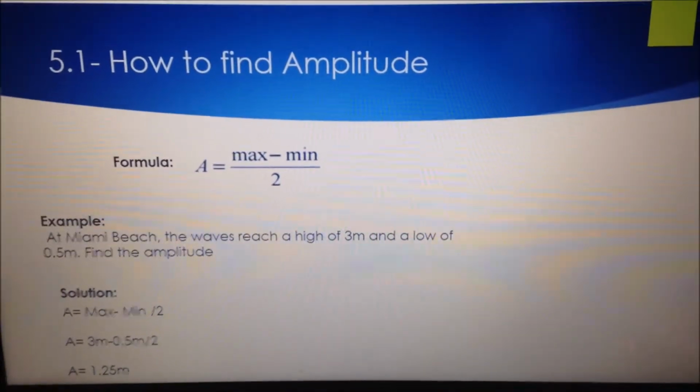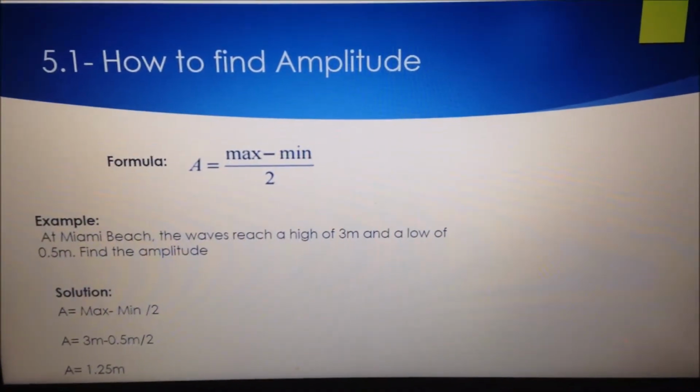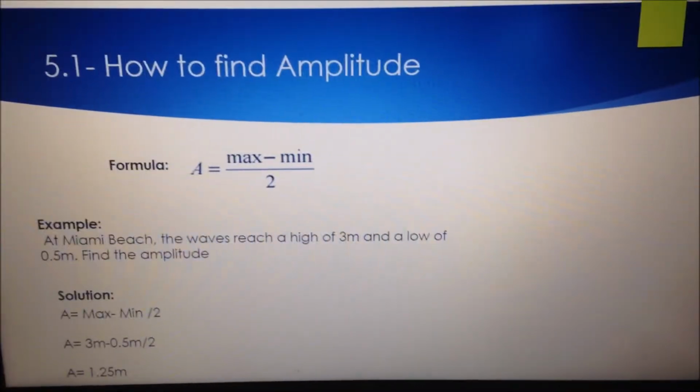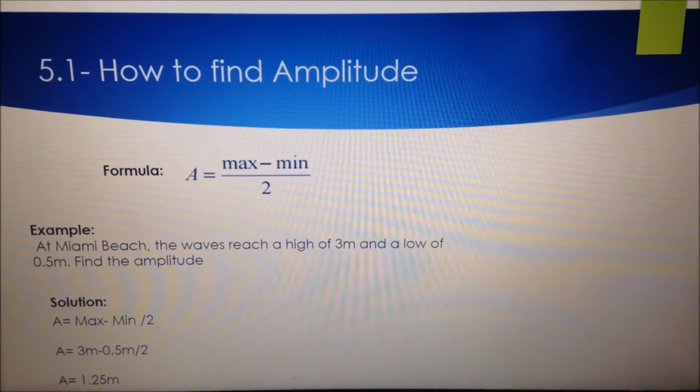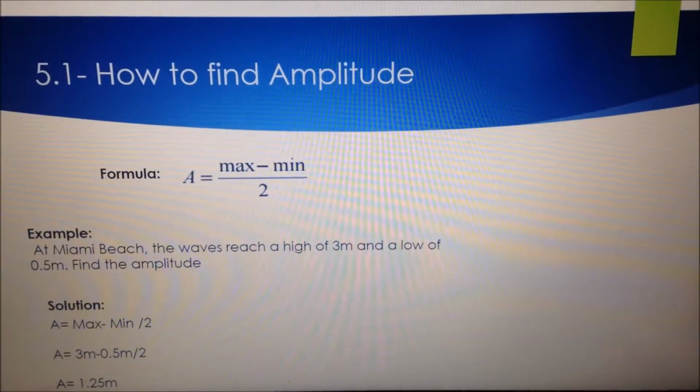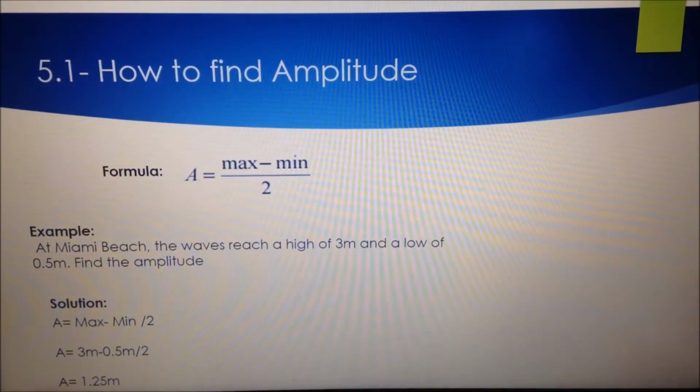So how do you find the amplitude? Well, the amplitude is found through the formula A is equal to max minus min divided by 2. So basically all you would have to do is know the maximum and the minimum, and then you would input the values into the equation.